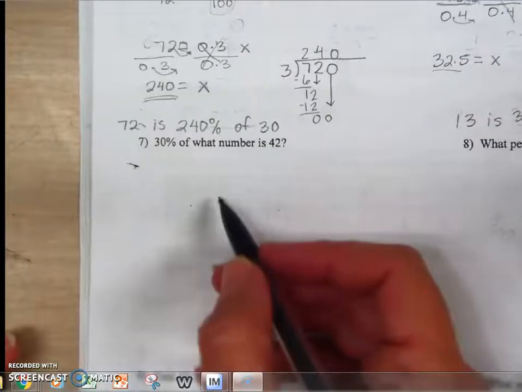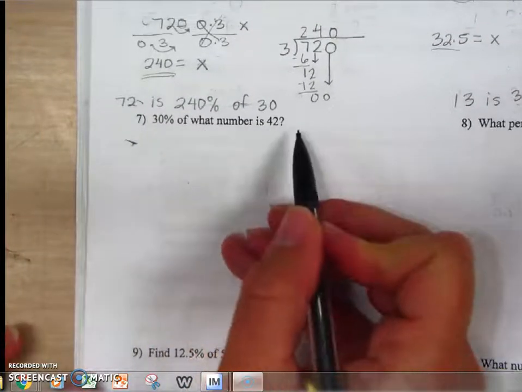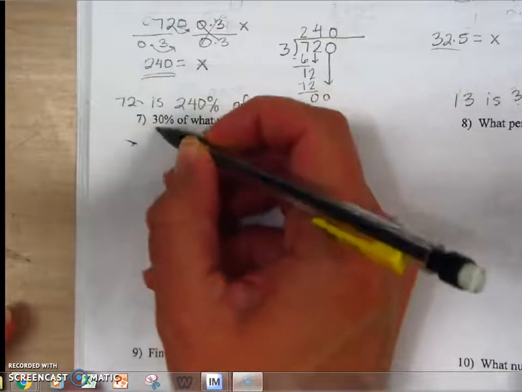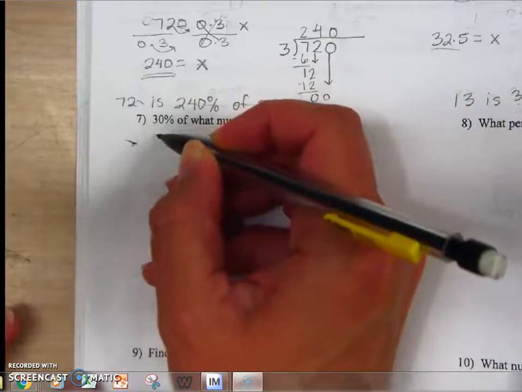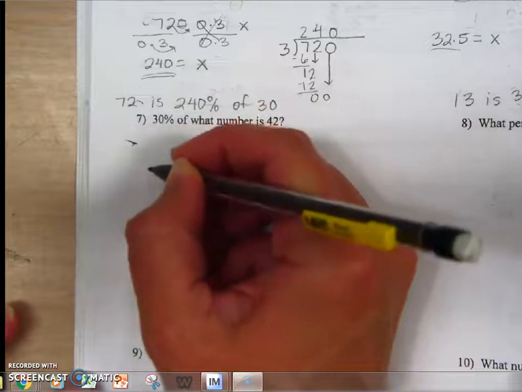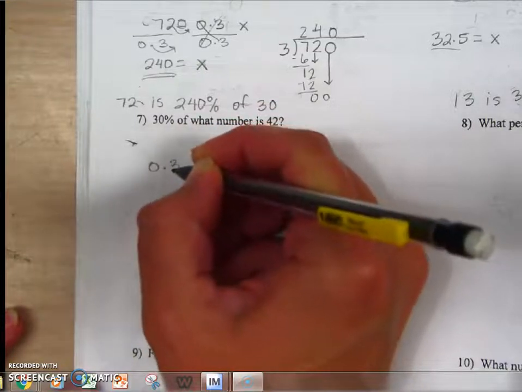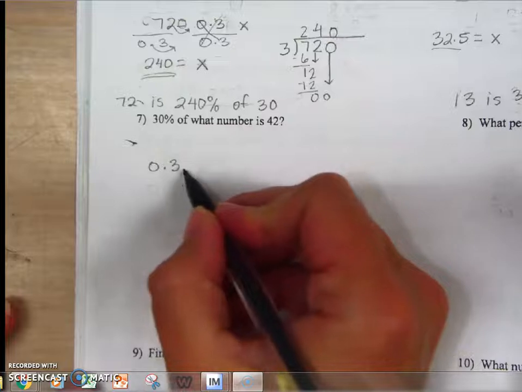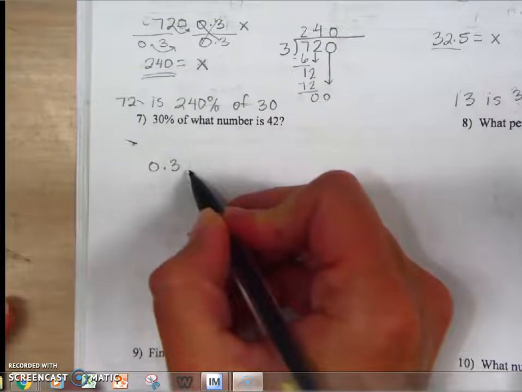Let's look at number 7. Number 7 says 30% of what number is 42? 30% of, so 30%, remember when they give us the percent, we're going to go ahead and write it like a decimal. So 0.3 or 0.30, I'm going to keep it at 0.3 to keep it simple, but remember that 0 could be written there.